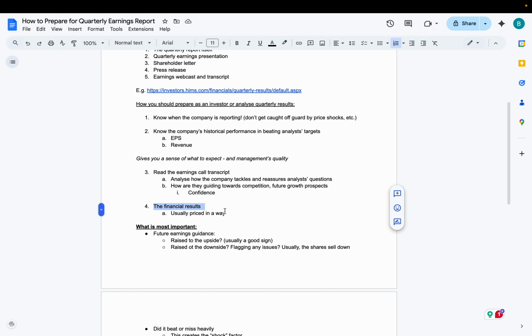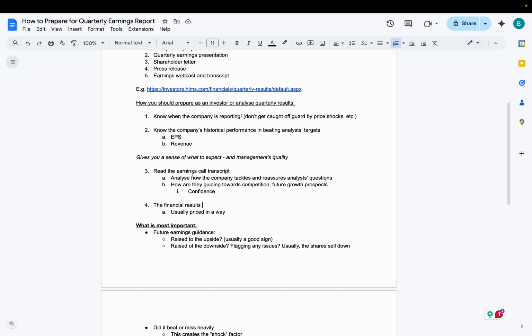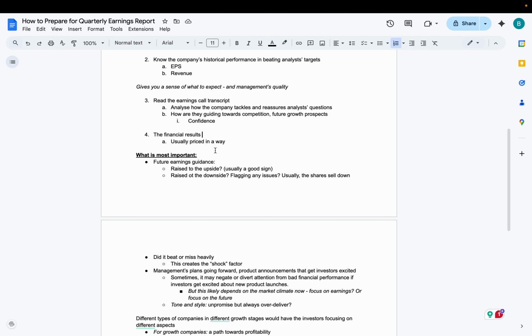Number 4, the financial results itself. So usually, right, because of how transparent information is today, this is usually priced in. So what is most important, right, is going ahead. So future earnings guidance, right? Is it raised to the upside? So this is usually a good sign the company is actually performing better than even the management expects, right?